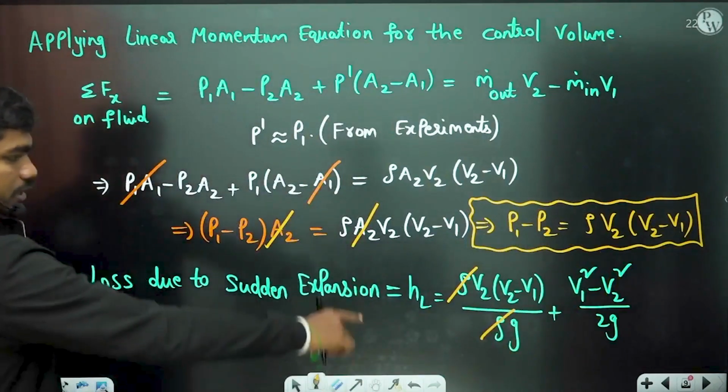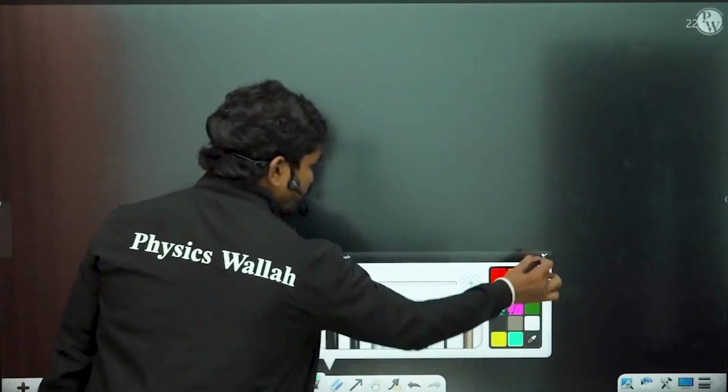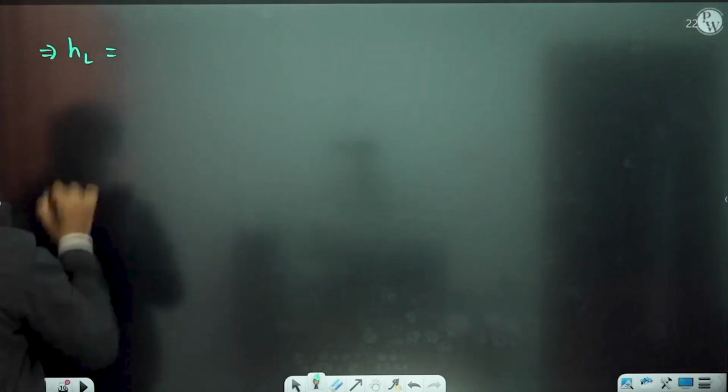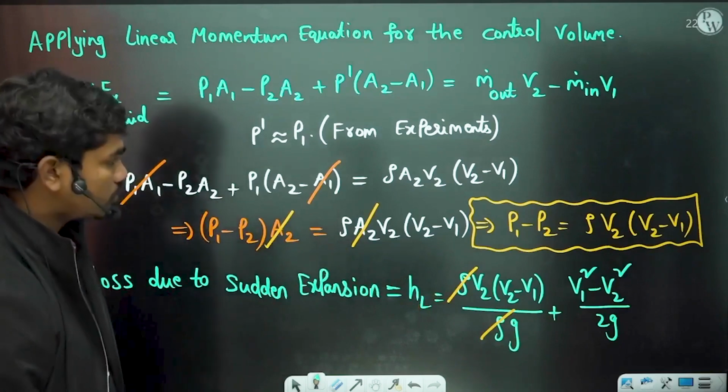If you simplify this expression, if you take one g out, head loss due to sudden expansion is equal to 1 by g if you take out this.